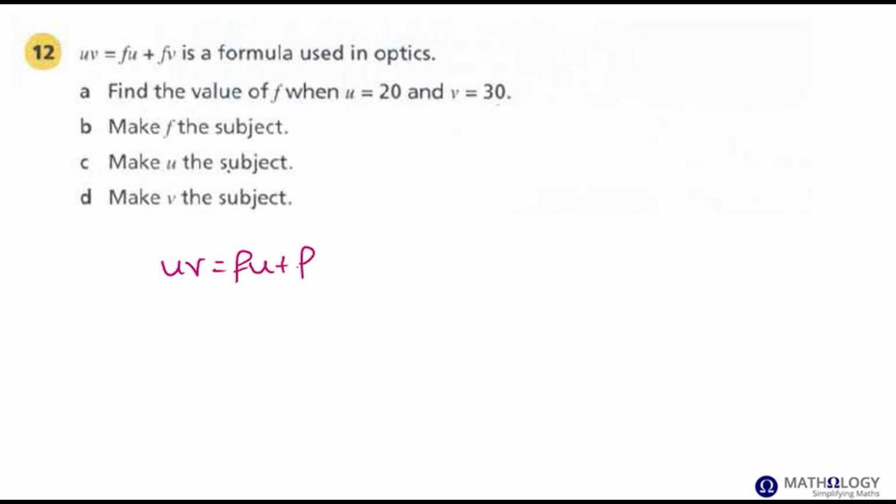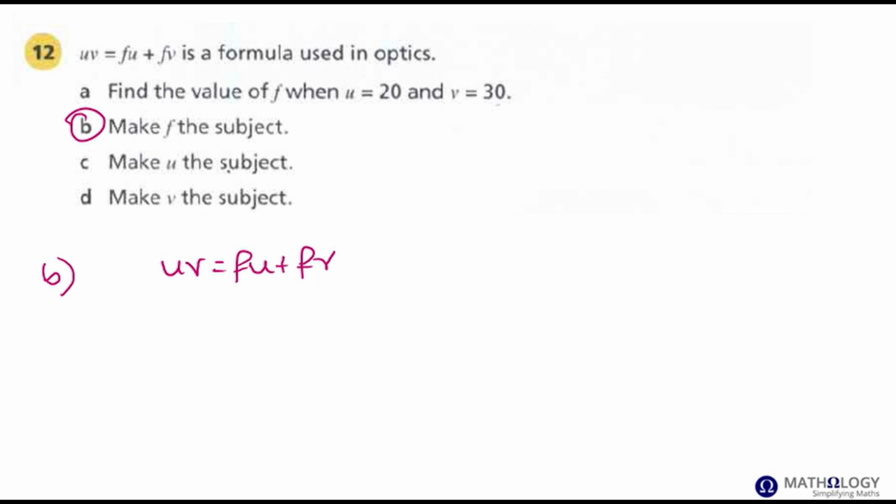Okay, given the formula uv equals fu plus fv, find the value of f when u equals 20 and v equals 30. Again, this is a nonsense question. Well, it's not nonsense, but it doesn't make much sense because the second question wants you to make f the subject, and the first question wants you to find the value of f. So it always makes sense to find the subject of the formula first before you try to evaluate or find a value for that subject. So we're first going to do b.